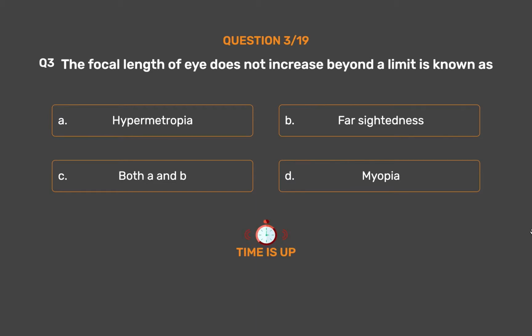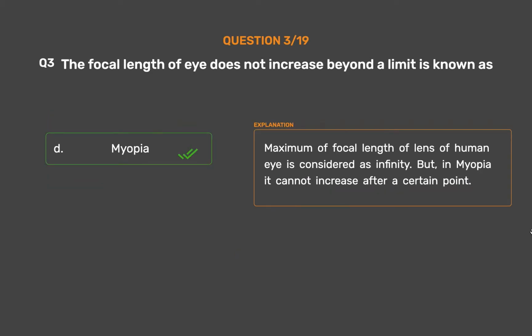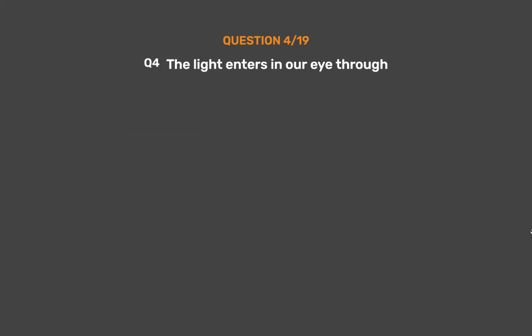The correct answer is Option D. Myopia. The maximum focal length of the lens of the human eye is considered as infinity. But in myopia it cannot increase after a certain point. Question number 4. The light enters our eye through Option A.